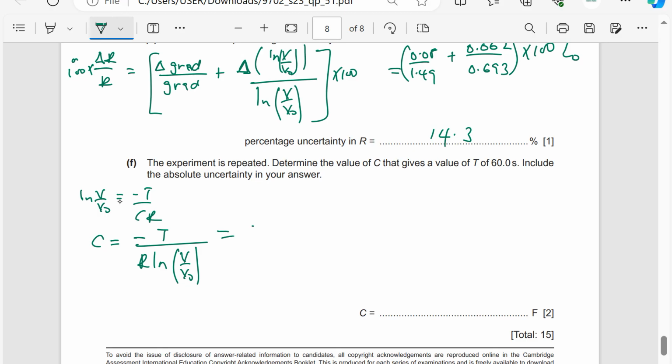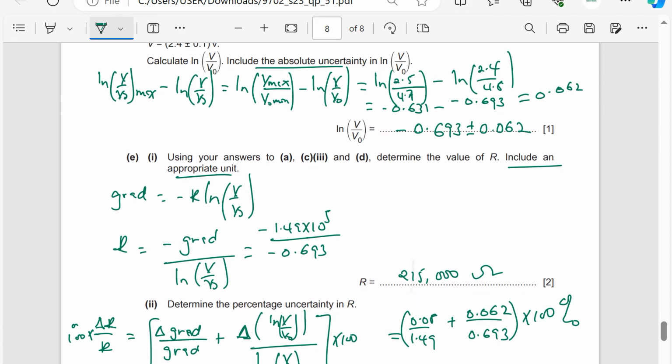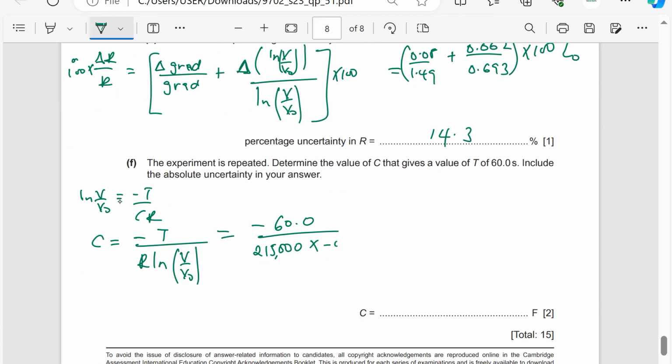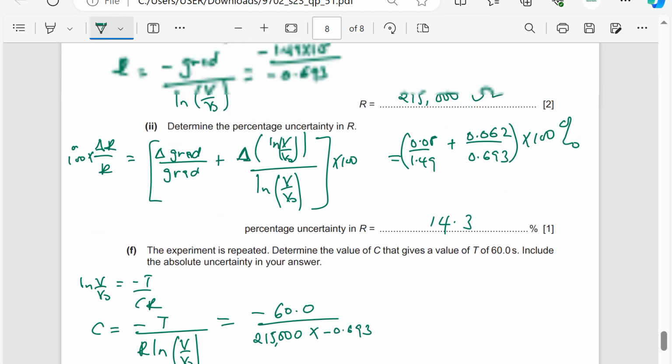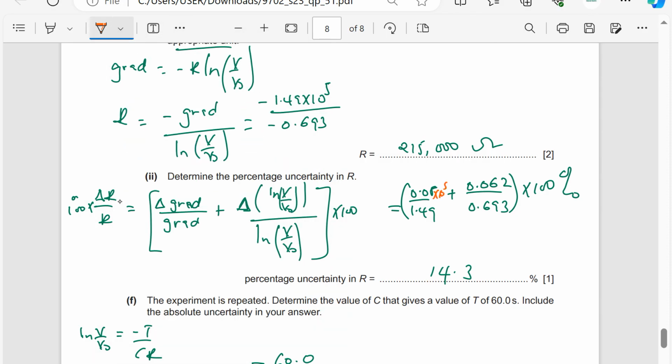So this is going to be minus t, negative 60.0, divided by R. We have got R as 215,000, then times ln of V over V naught. We got this one in part D. In part D, it was negative 0.693. Somebody may ask here, maybe because I've not added the times 10 power 5 here, so let me add it. People would see this is times 10 power 5, times 10 power 5, it cancels out. This was plus or minus, this was negative. Of course, the signs here do not affect the values here. So that's why I didn't put a negative on 0.693. I just needed the magnitude.